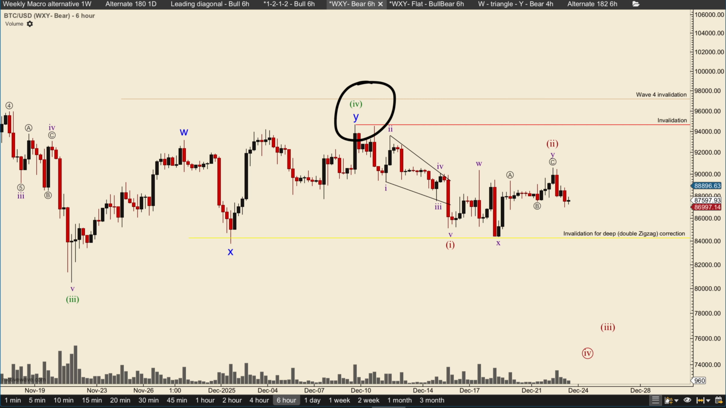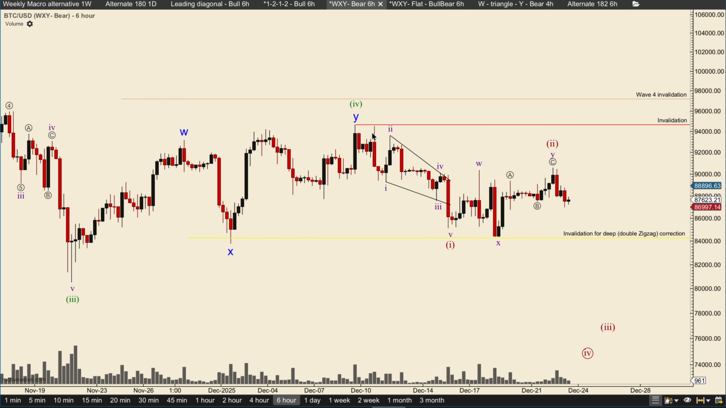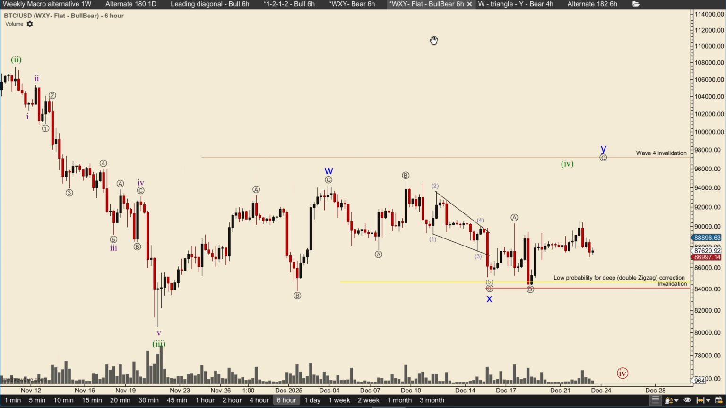Is it a higher probability that we are finished here? A leading diagonal in itself is a low probability scenario. It's a low probability structure. Therefore, this doesn't have the highest probability just because of this being a leading diagonal. Had this been a clean impulse, like a 1, 2, 3, 4, 5, then this scenario would have had a higher probability, but it doesn't. So therefore, this doesn't really have the highest probability either, but it still has a higher probability than the bullish scenarios.